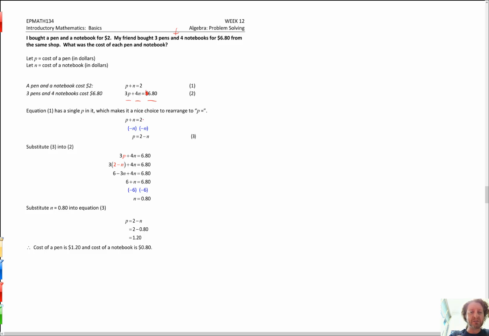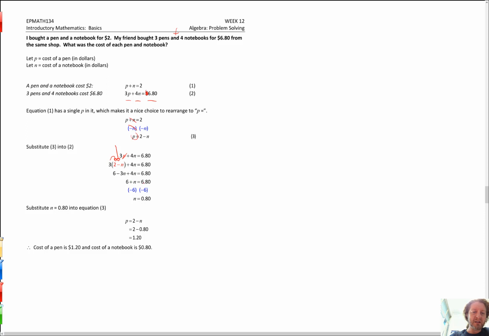If p plus n equals 2, let's take that n away from both sides. It ends up with p equals 2 minus n. Alright, and let's sub that into the other equation we didn't use, which was 3p plus 4n equals 6.80. Replace the p with 2 minus n. Great. Expand the brackets. 3 times 2 is 6. 3 times minus n is minus 3n. Plus 4n. Minus 3n plus 4n is just an n. I could write a 1 there, but it's just an n.